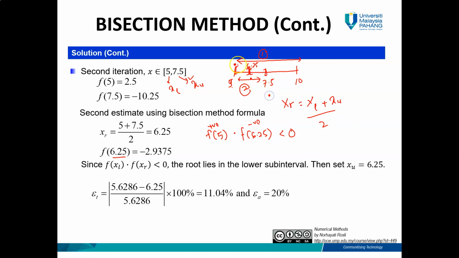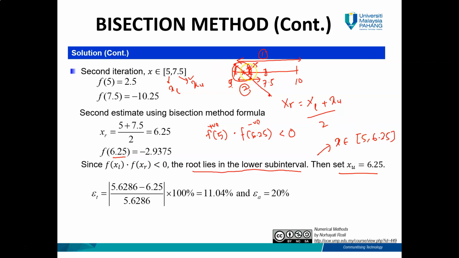So now if you see, this one is positive, at 6.25 the function is negative, and 7.5 also negative. Means that when we plot, we get something like this. But class, where actually does it cross the x-axis? The function crosses the x-axis for the interval 5 and 6.25. That's why here the root lies in the lower subinterval. This one is the lower subinterval. Then we can set here our new XU, which is 6.25. So if you go to the next iteration, you will have the interval 5 and 6.25.